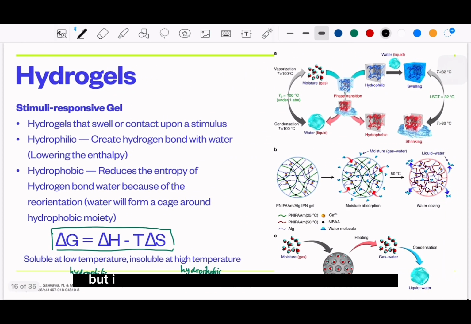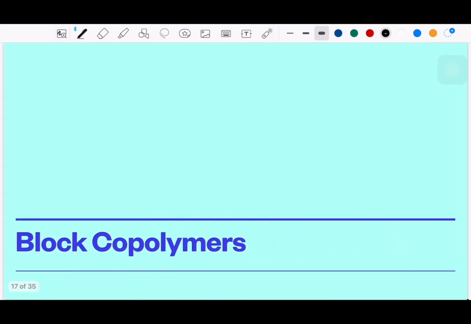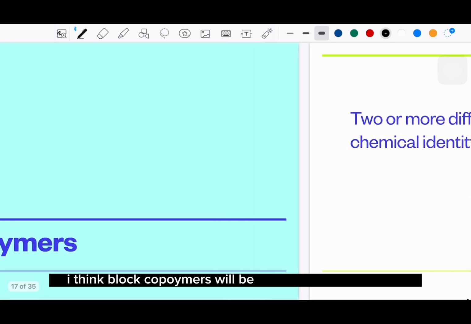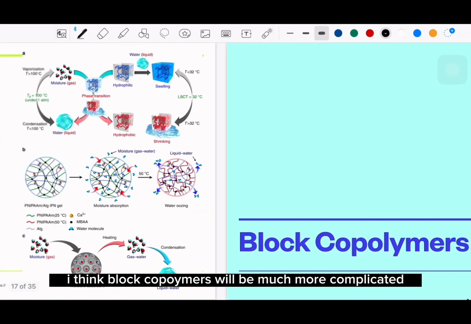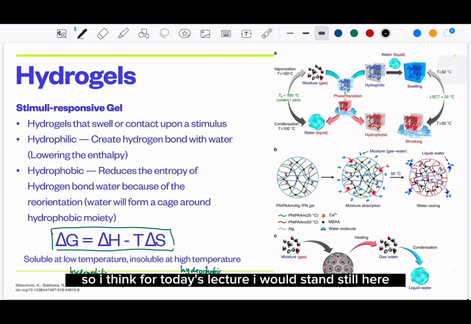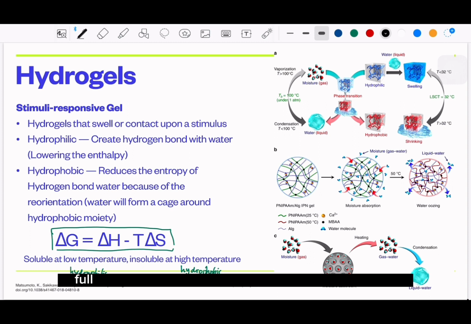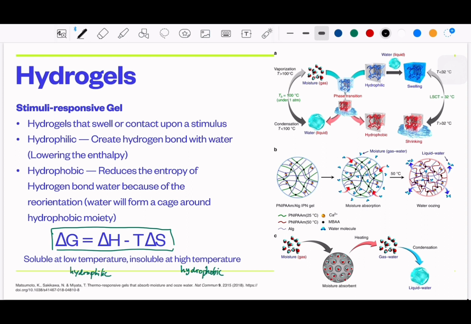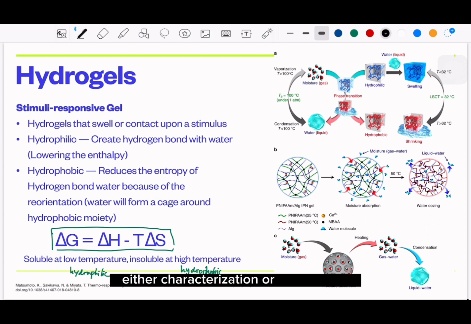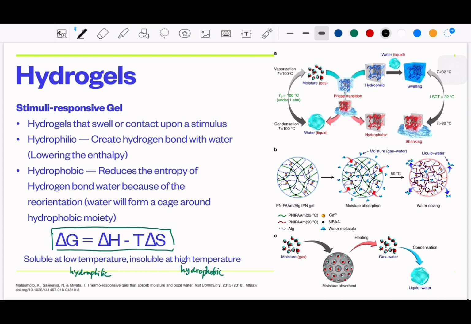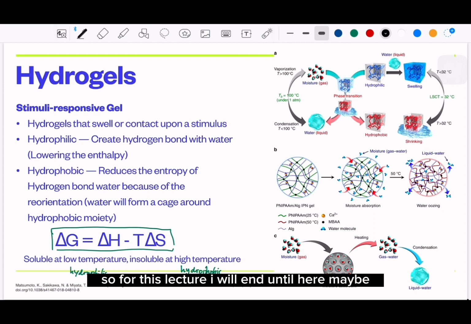Okay. But before we go to block polymers, I think block polymers will be much more complicated. So for today's lecture, I will just end here. Next week, we can focus more on block polymers and polyelectrolytes. I need a full hour for block polymers and polyelectrolytes. And after that, the next 2 weeks will be either characterization or the process. So for this lecture, I will end here. Maybe if there are any questions.